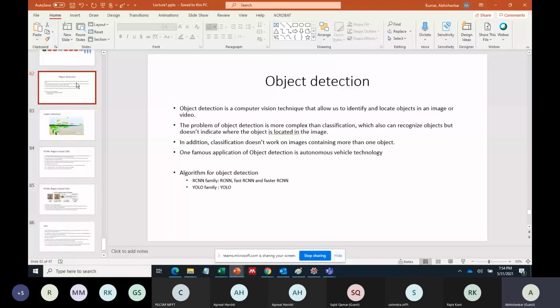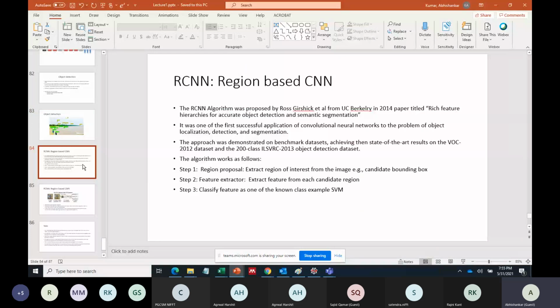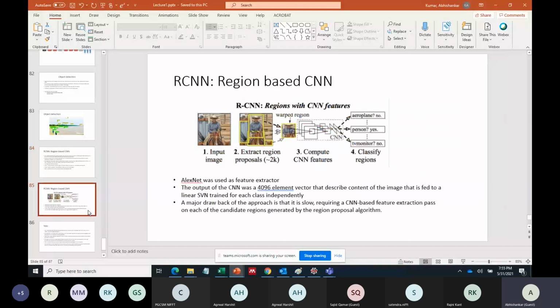I have created a PPT on object detection also. Those who are interested, I will share this also. Sure, sir. What is object detection exactly? If you have images, you can identify with some probability or accuracy level exactly what object it is. In one frame or one picture you can have different objects, and there are different techniques and algorithms we are using to solve this object detection problem.